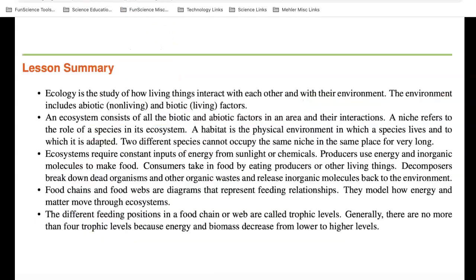So that ends 14.1. Please read through the lesson summary. And if there are concepts that you're not sure of in the lesson summary, really go back and read them in our text. You could also review this.